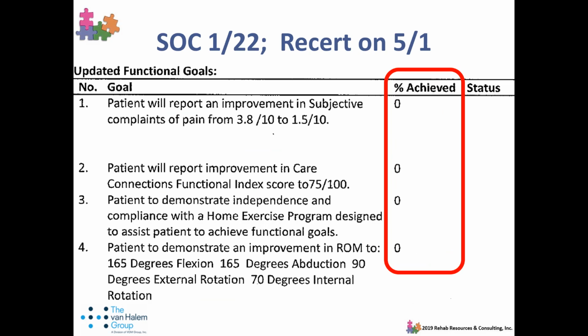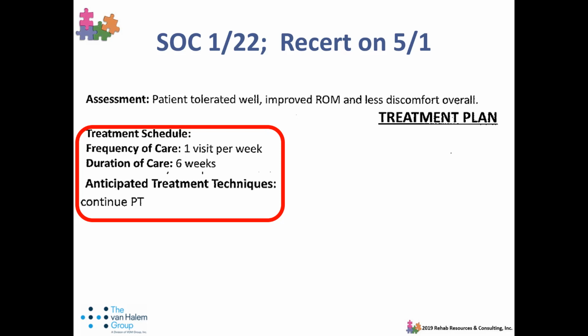This is an example of a Rock Valley progress report. A patient was evaluated on January 22nd. The recertification, shown here, was written on 5/1. So there had been 13 weeks that had passed, and 0% of the goals were met. Therapy was continued at one time a week, but there were no changes to the treatment techniques.